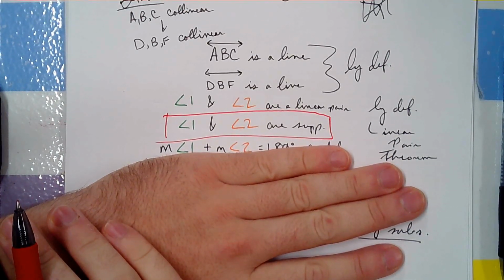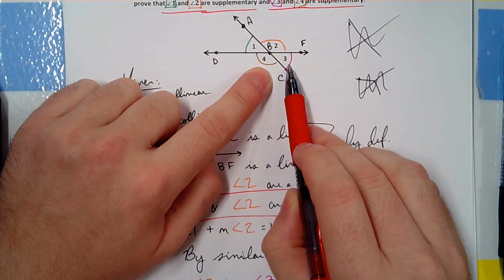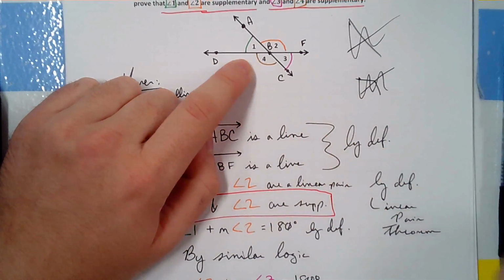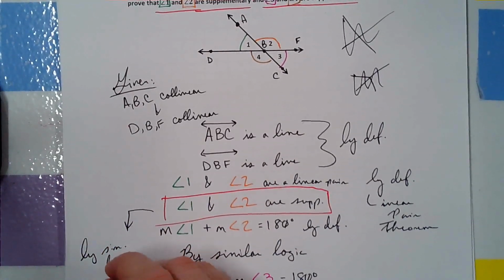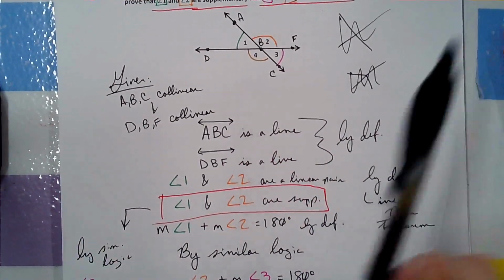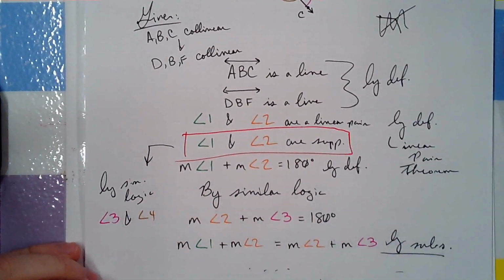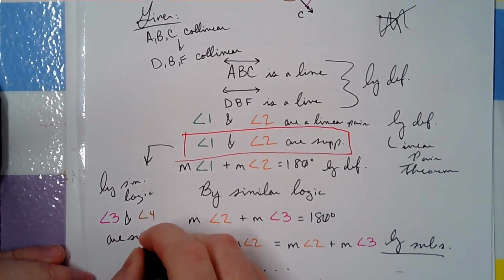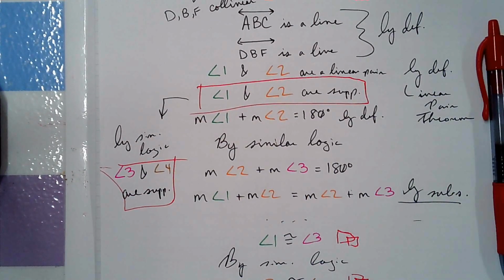Now we need to prove that 3 and 4 are supplementary. We proved 1 and 2. Wouldn't 3 and 4 have the exact same argument, just different angle names? So by similar logic, angle 3 and angle 4 are supplementary. So let's write that. Angle 3 and angle 4, which is brown, are supplementary. Done. How about them apples? Bam, bam, bam. Wham, bam, thank you, ma'am.